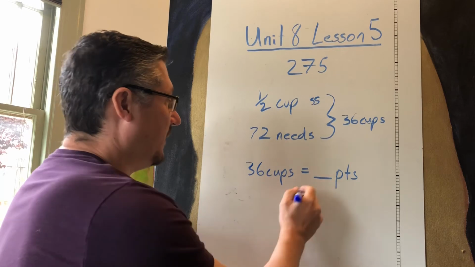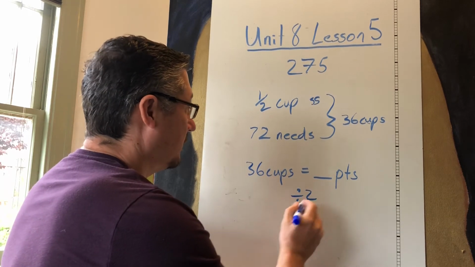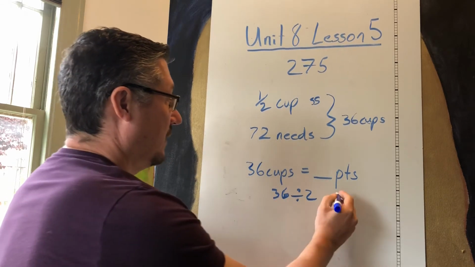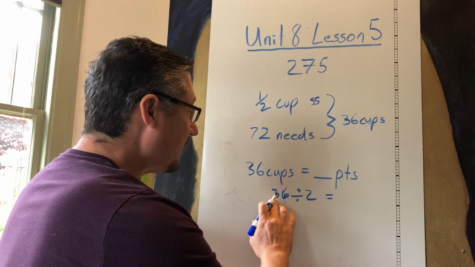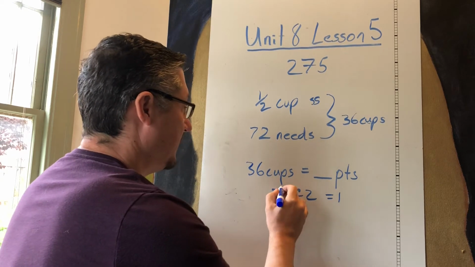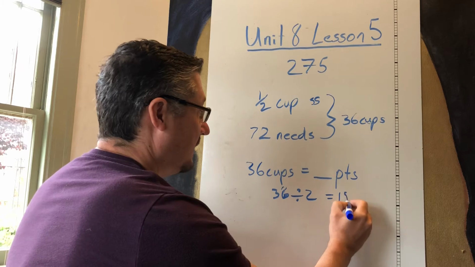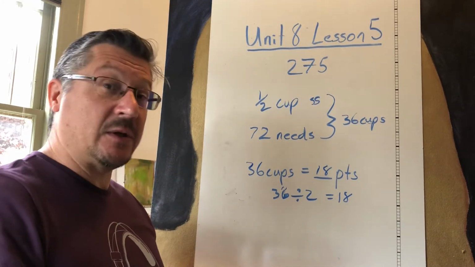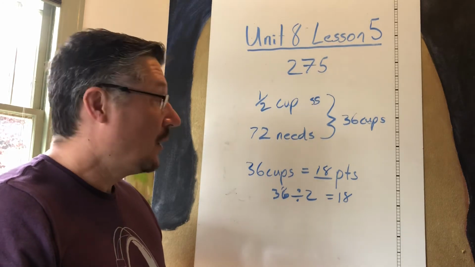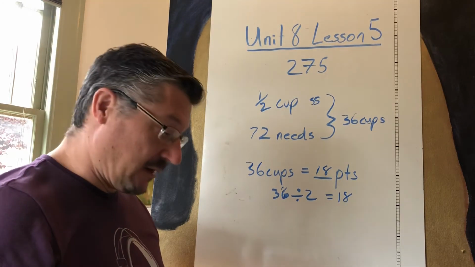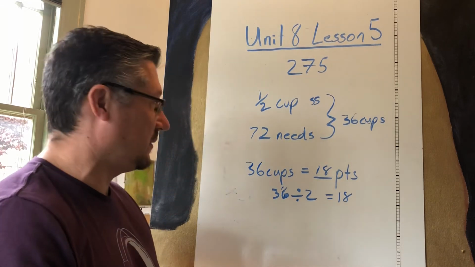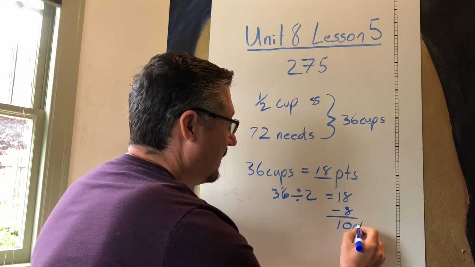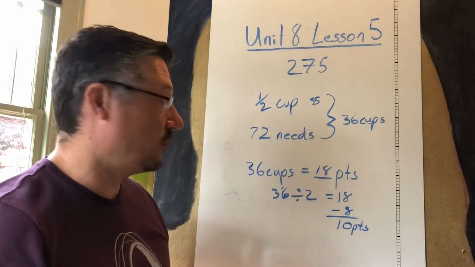So I'm going from small to big. So I divide by 2. 36 divided by 2. Okay. 2 goes into 3 one time. Gives me 1. 2 goes into 6 three times. So I need 18 pints. Okay. That's how much I need total. 18 pints. Well, I know I have 8 pints of pineapple juice, so I can minus 8, and that leaves me with 10 pints of orange juice is what I need.